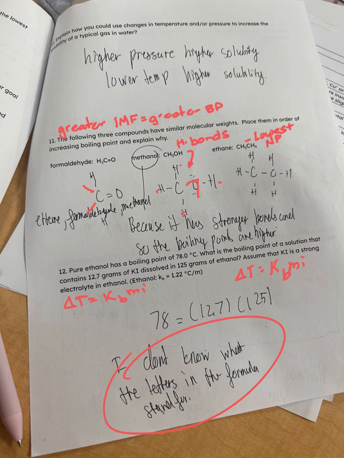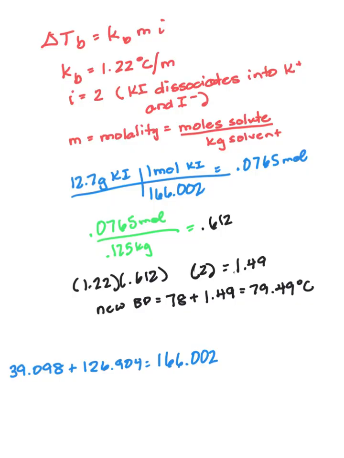So pure ethanol has an initial boiling point of this. What's the boiling point of a solution if it has 12.7 grams of potassium iodide dissolved in 125 grams of ethanol? It is a strong electrolyte, so that means it's going to split into potassium and iodide, so it's got an i of 2. Okay, is there anything else on that page? No. This page.